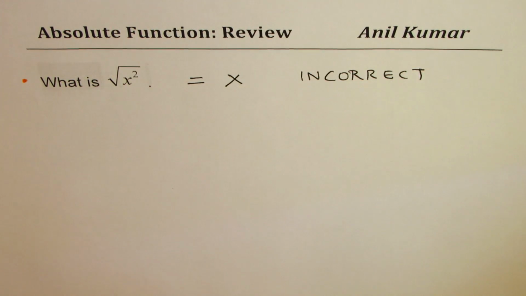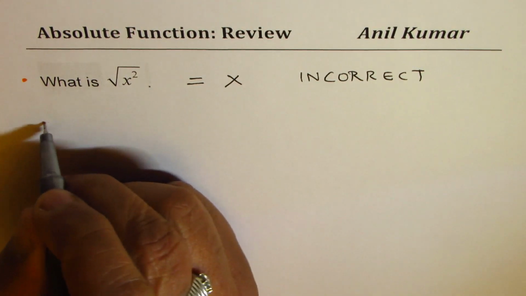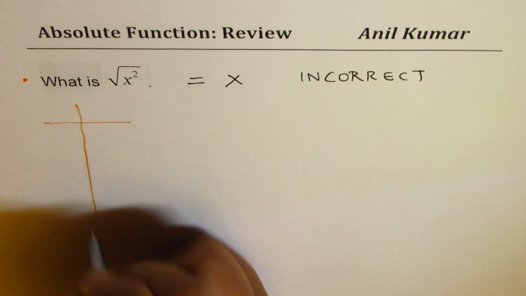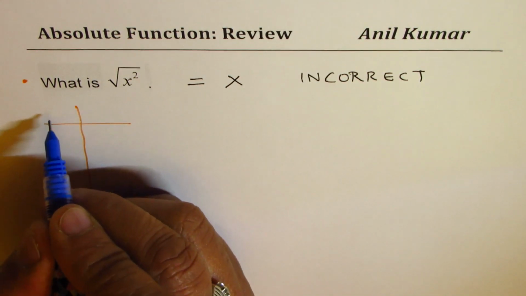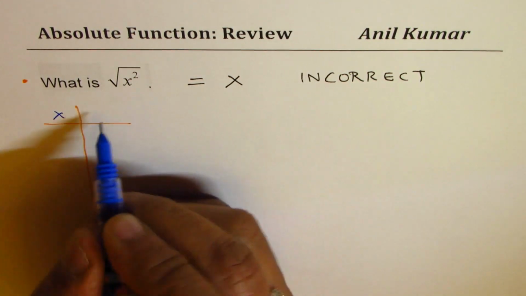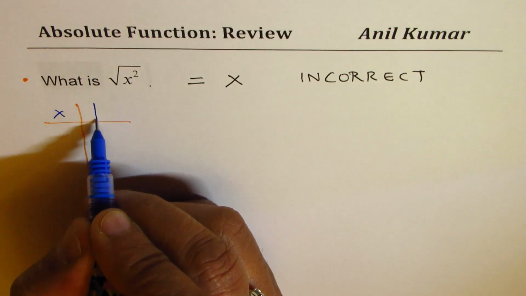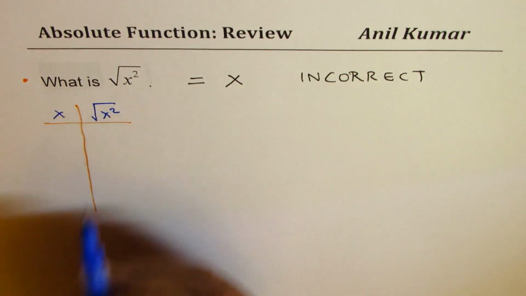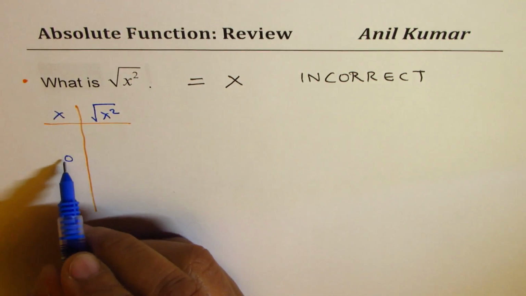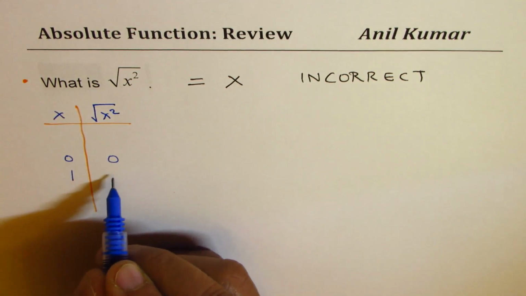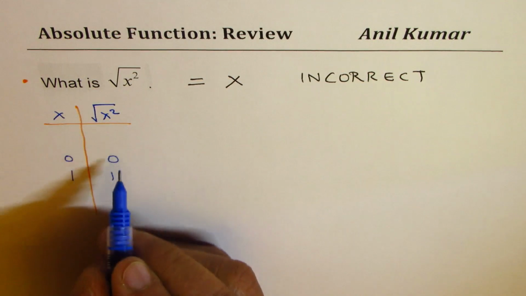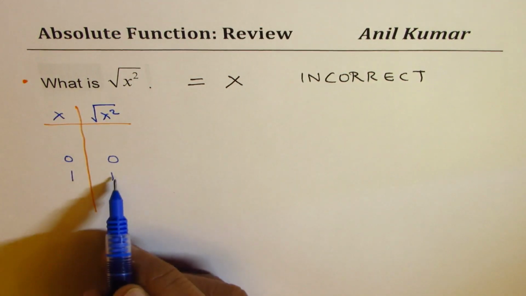So if square root of x square is not equal to x, what is it equal to? This is very interesting. There are many different ways I could show you what this is equal to, which you can see in detail in some of my videos. So what we will do is take up some values of x and see what square root of x square is. If I write x as 0, 0 square is 0, square root of 0 is 0, right? For 1 we get 1, right?